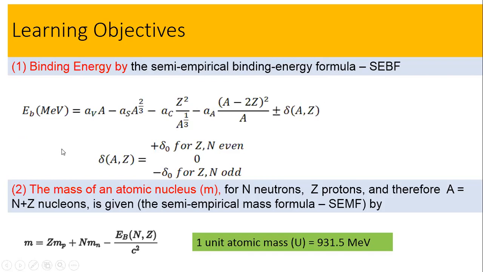And the other important objective of this lecture is to calculate the mass of an atomic nucleus by using the binding energy formula. So this is the simple equation we will be using to calculate the mass of the atomic nucleus, because here is the binding energy. So we will be using the binding energy to calculate the mass of the nucleus. So these are very important learning objectives of today's lecture on the liquid drop model.